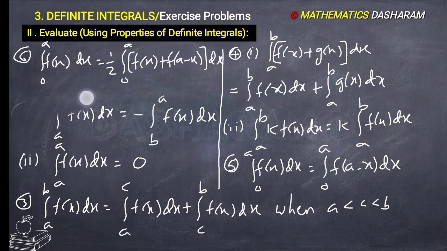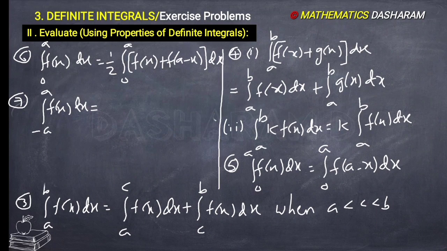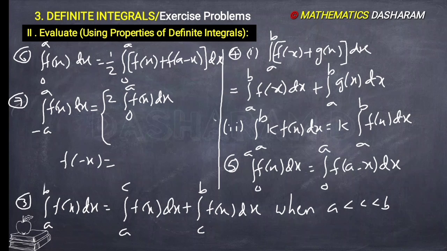Next, seventh property is integration from minus a to a of f of x dx equals two results. One result is 2 into integration 0 to a of f of x dx, where f of x is an even function. Even function means f of minus x equals f of x, then f of x is called an even function.